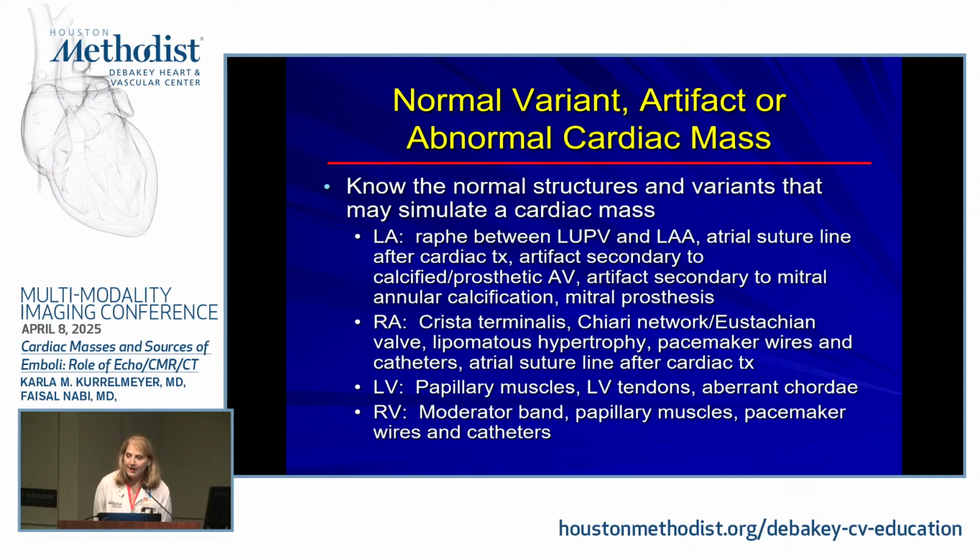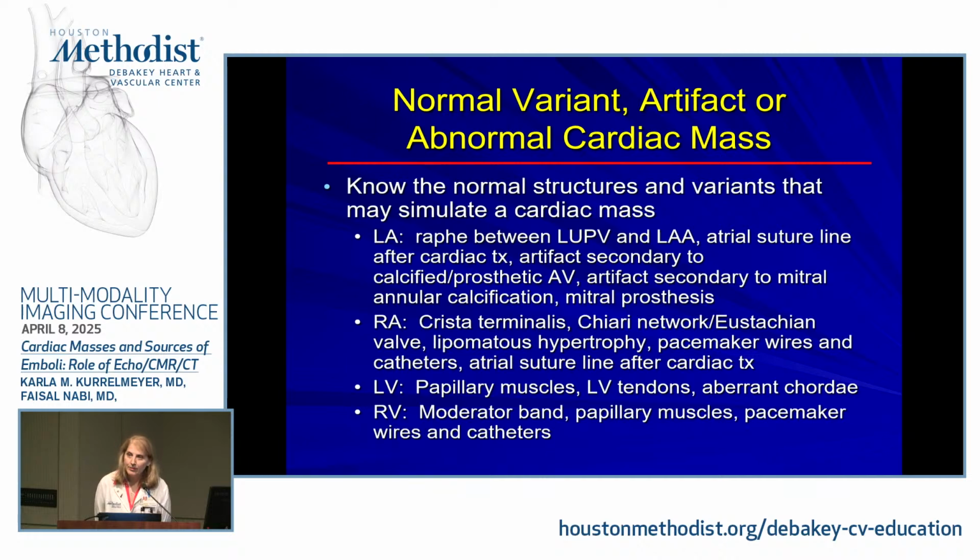So in order to identify an abnormal cardiac mass, you need to know what the normal variants are and where the artifacts occur. And usually we'll separate this into the 4 chambers. In the left atrium, the raphe between the left upper pulmonary vein and the left atrial appendage, which is sometimes called the Q-tip or the Coumadin ridge, can be unusually enlarged in a patient and may look like a mass. The atrial suture line after cardiac transplant in the left atrium also can be very prominent and mistaken for a mass. Artifacts secondary to a calcified or prosthetic aortic valve or a mitral prosthesis or severe MAC also sometimes can be mistaken for a left atrial mass.